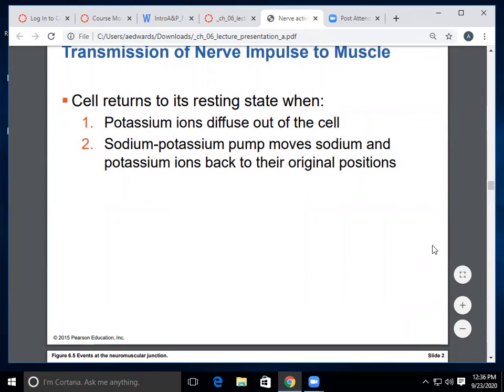All right, so the cell essentially becomes excited at a point of depolarization. So how does it go back to its resting state? Okay, that muscle cell. Well, if potassium ions start diffusing out of the cell, that can help. Also, the sodium-potassium pump starts moving sodium and potassium ions back to their original positions or original concentrations. So remember we learned about the sodium-potassium pump a couple chapters back, dealt with active transport, okay? So everything builds, okay?